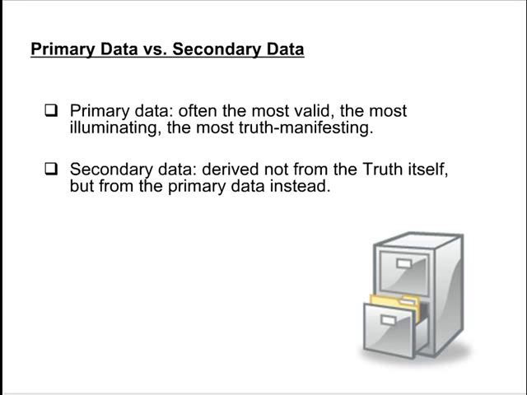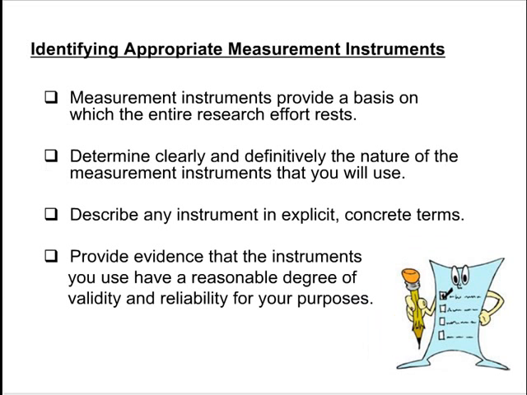The review of literature that you write would be a good example of secondary data. That is, no matter how good your review of research is, if somebody were to read your review of research, they are getting a second-hand account of that primary data. So, primary data are the most valid and the most illuminating because they come much closer to the truth than secondary data.